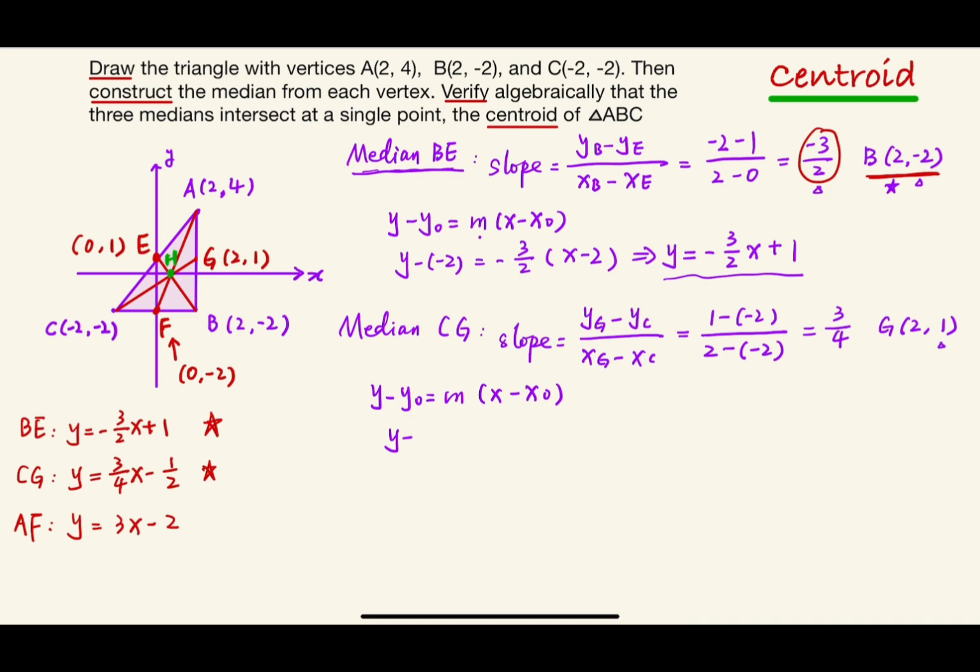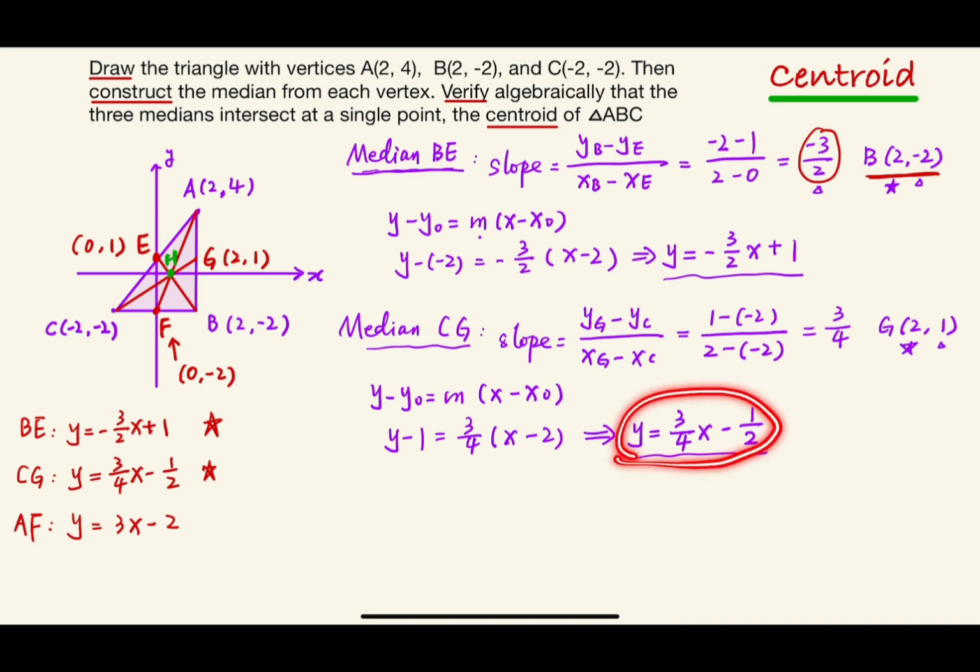x0 is 2, y0 is 1. Slope m is 3/4. X minus x0 is 2. After reorganizing this expression, we can figure out the final equation should be y equal to 3/4 x minus 1/2. This is the equation for median CG. We put this equation here. Okay, it represents the equation for this median.